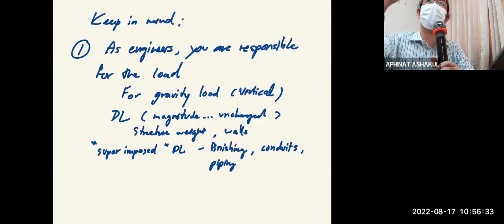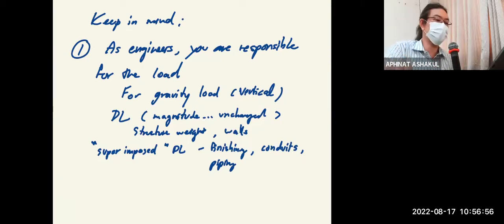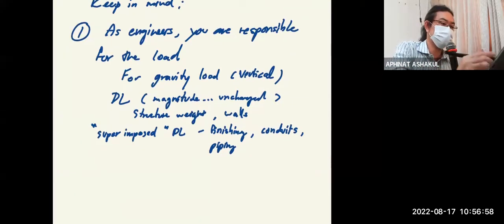And there are special walls that are called partitions. Have you heard of it? There are walls that can be called partitions. That too can be moved around like a cubicle. So that can be considered not dead load, because you can move it. So of course, the second is the live load.